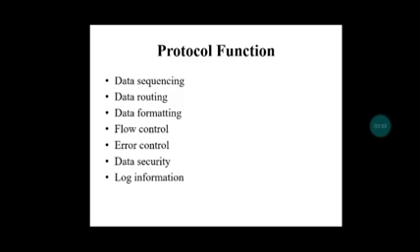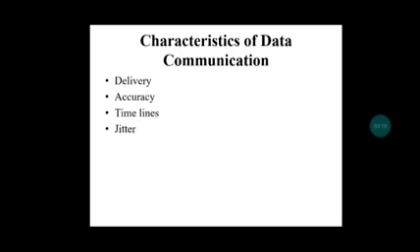These are the protocol functions we use in data communication: data sequencing and data routing, data formatting, flow control, error control, data security, and log information. These are some of the characteristics of communication: delivery, accuracy, timeliness, and jitter.